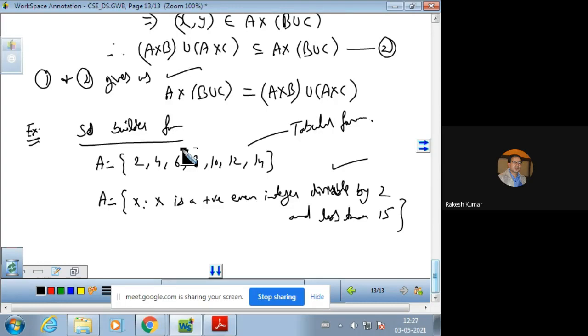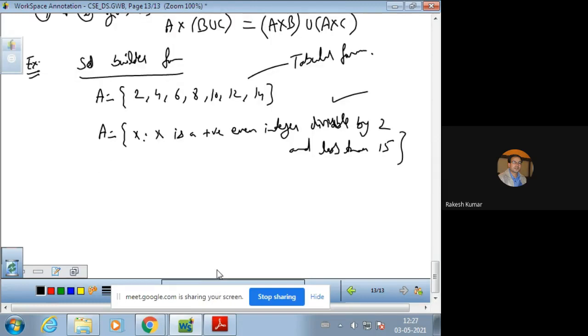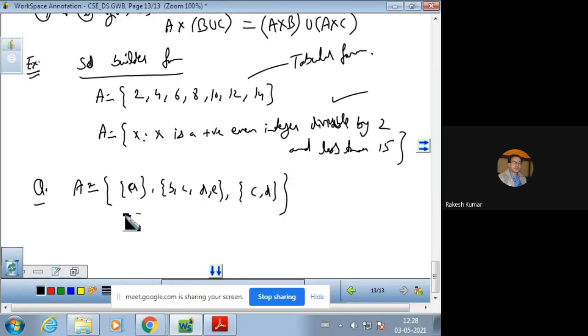Now we have true or false statements. We just need to clarify how a statement is true and how a statement is false. Now we have a question. The set A is there which includes singleton A, and that is B, C, D, E, and C, D. This set includes further sets.